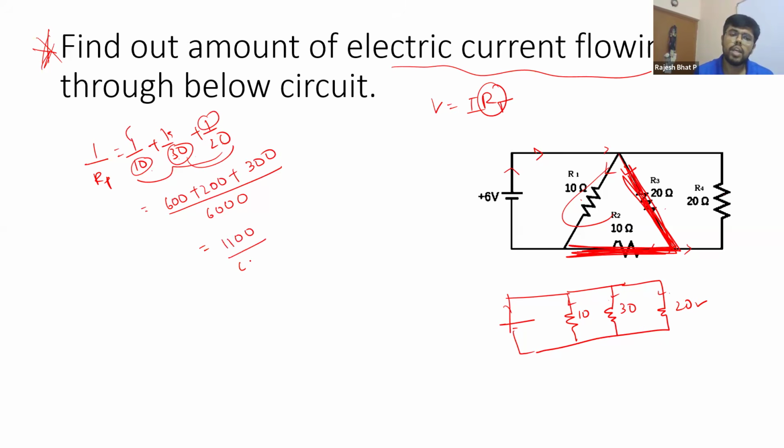1100 divided by 6000, so the 0 cancels. So 1 by Rp is equal to how much? 11 by 60. So if you want Rp, it is 60 by 11. I told you in a parallel connection the answer will be less than 10, right? So you will get an answer less than 10, 100%.